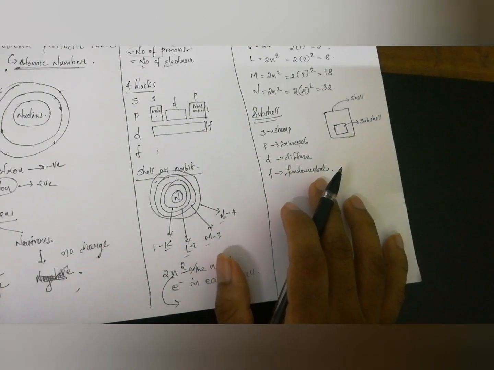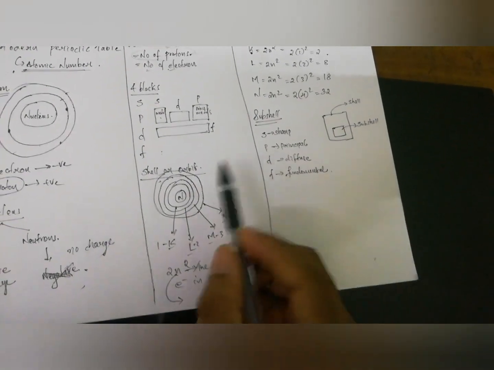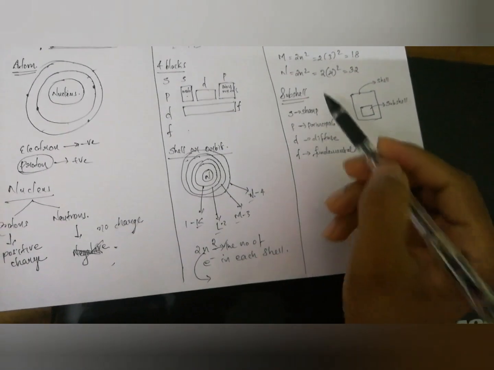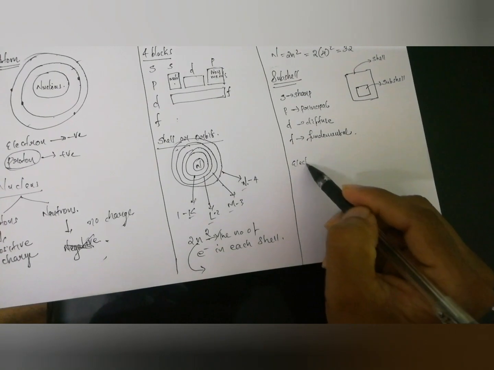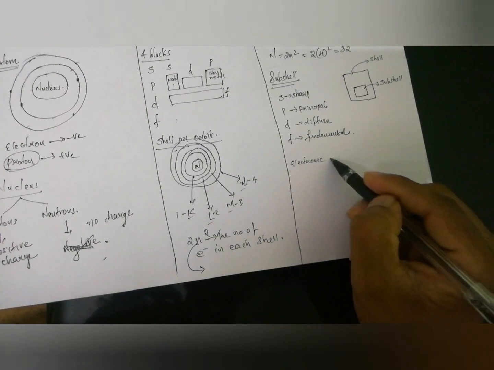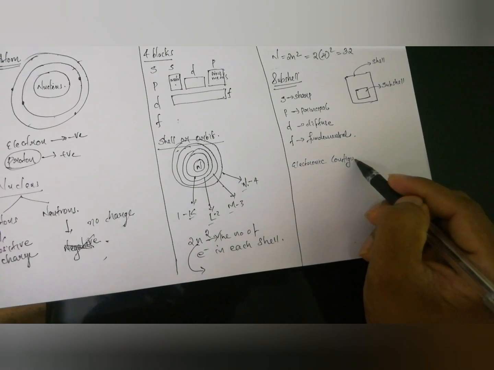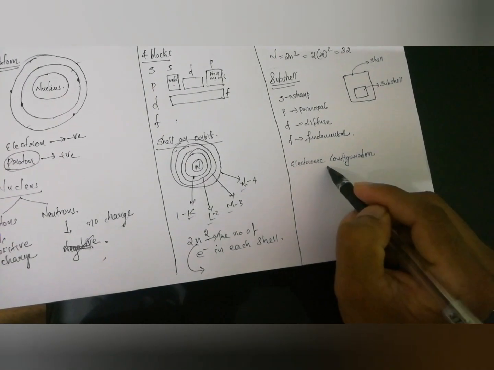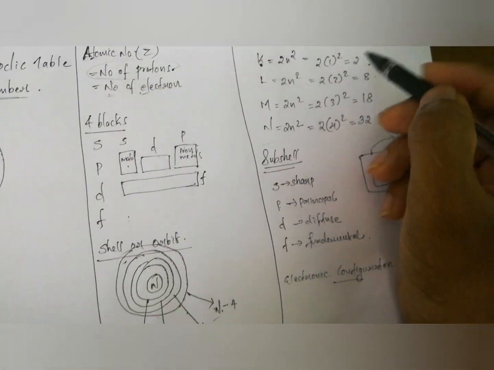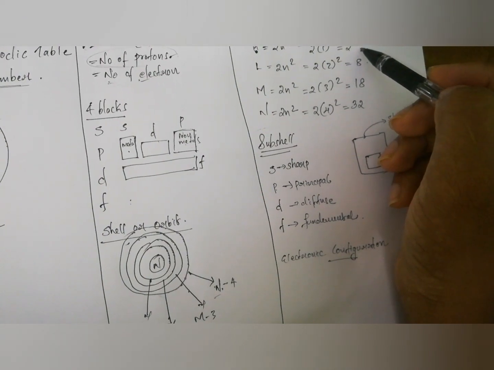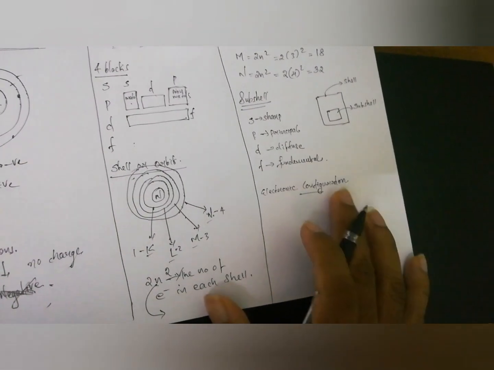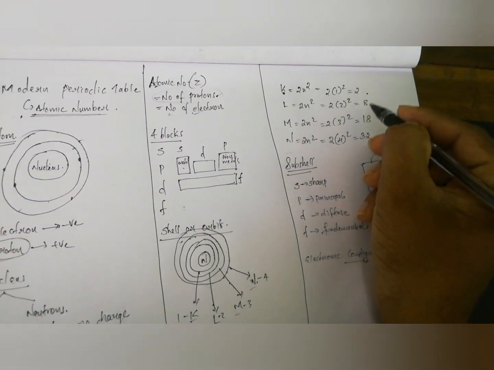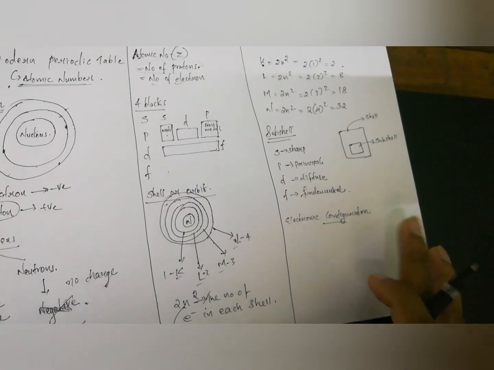Thus, we studied the shell and the subshell. Then we know what is meant by electronic configuration. Electronic configuration is the arrangement of electrons in each shell. By using this formula, we find how many electrons are present in each shell, and thereby we write the electronic configuration. But if we write the electronic configuration in this manner, we find some difficulties.